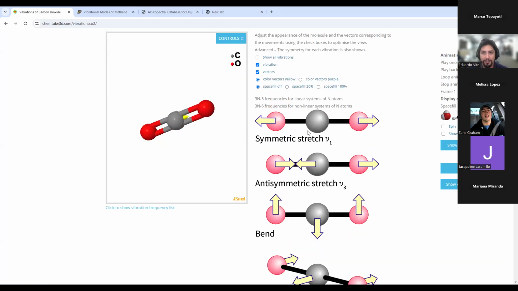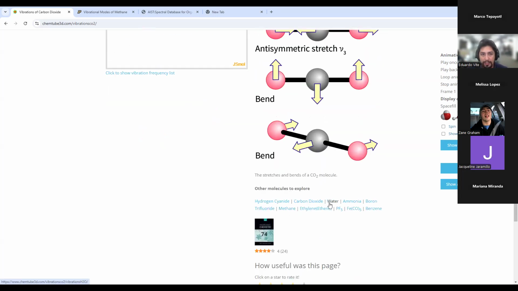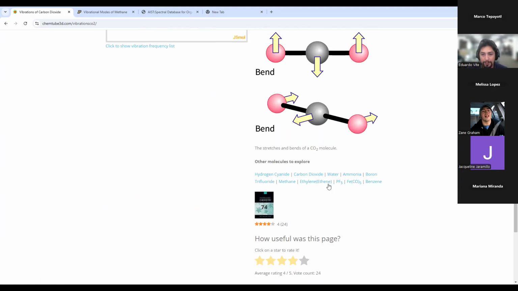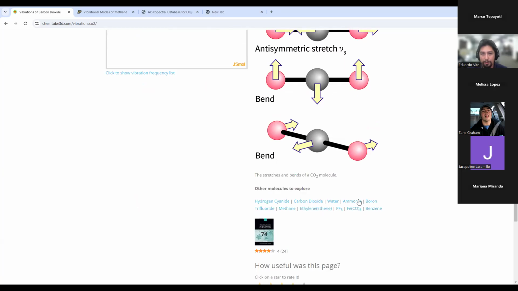So again, this is just another example. Let's take a look at water. Let me click on water. I'm clicking water, but it's showing carbon dioxide. Okay, let's try ammonia.